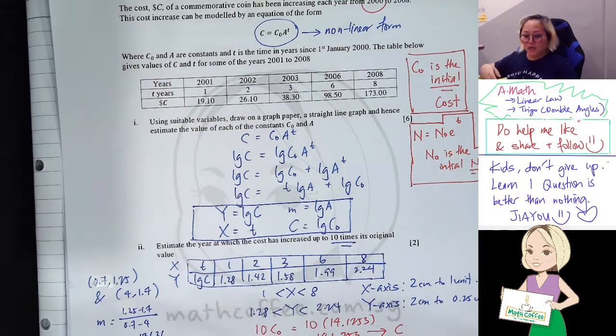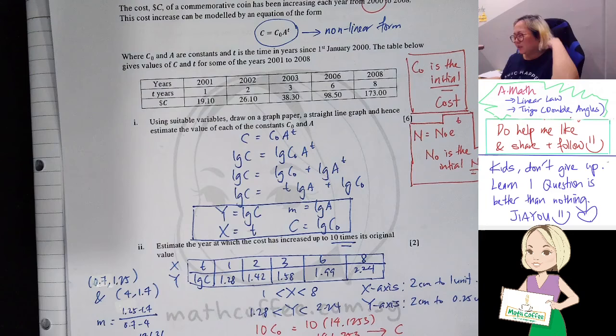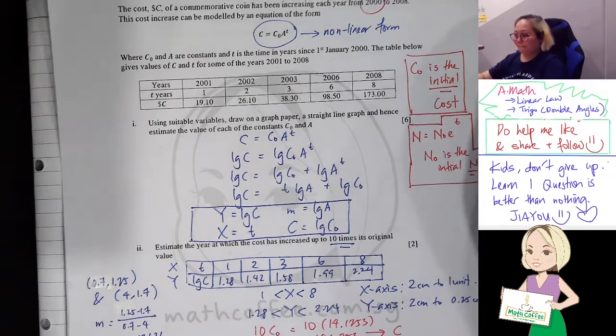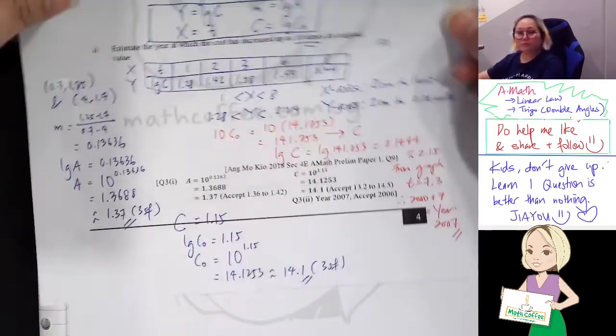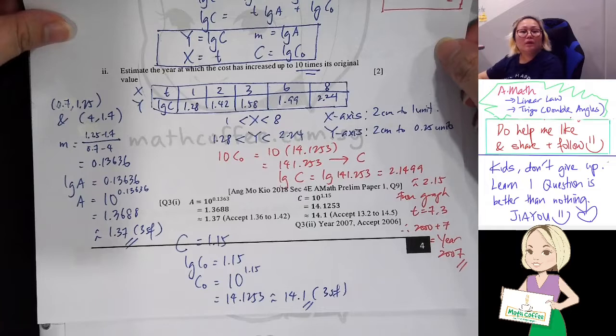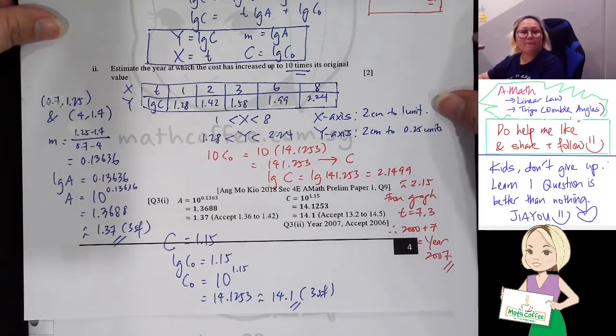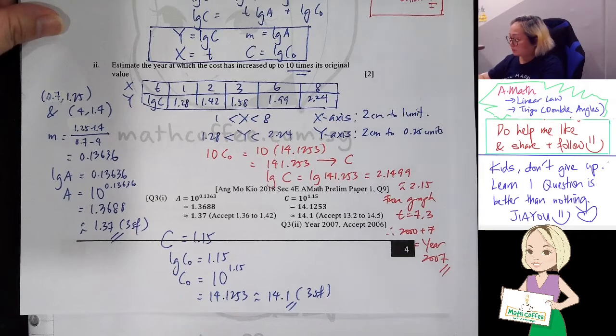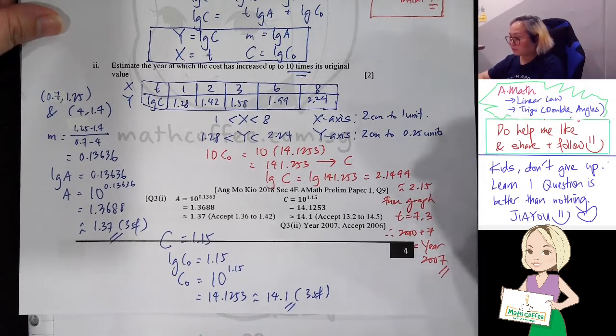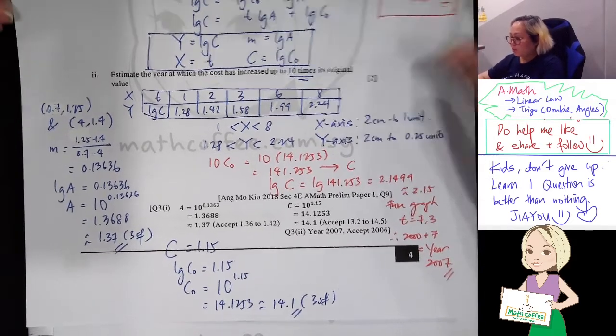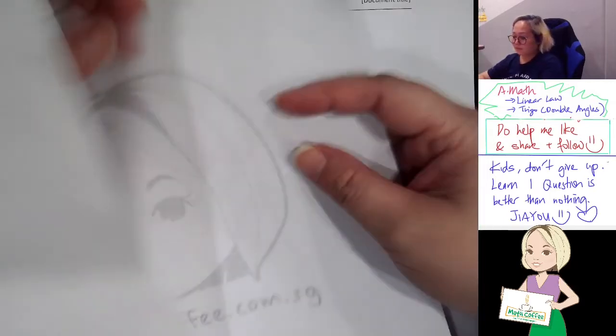This is Sec 3, Sec 4 AMath. I cannot tell you whether it is Sec 3 or Sec 4. Upper Sec AMath lah. Because sometimes they are taught in Sec 3, sometimes they are taught in Sec 4. Okay? Okay, so we will move on to trigo double angle. Okay?